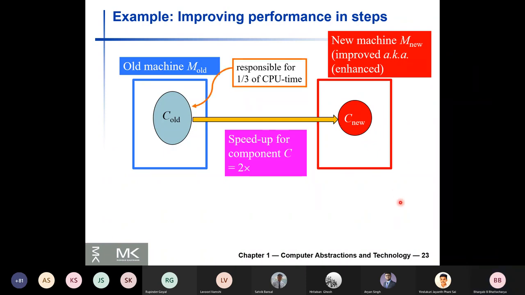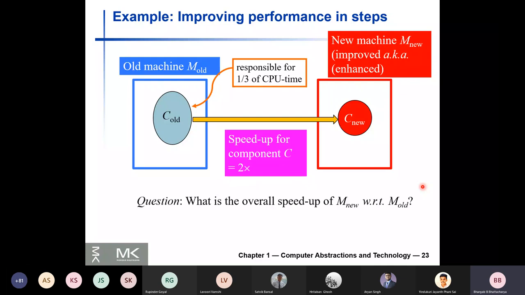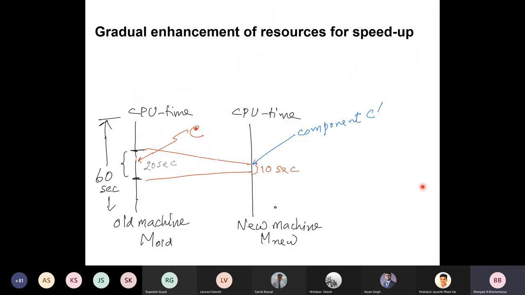right? So assume that this portion is responsible for 1/3 of the CPU time. And the 2/3 of the CPU time is unaffected in the new machine. And the 1/3 of the CPU time is being sped up by a factor of 2. So what is the total, overall improvement? That is the question. So what is the overall speed up of the M new with respect to M old, that we want to calculate. Very simple arithmetic.